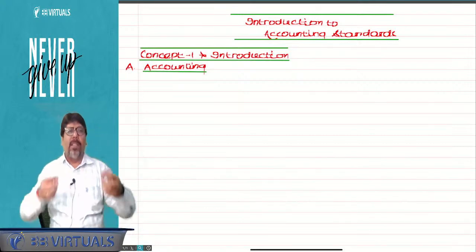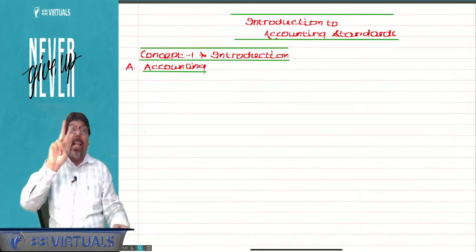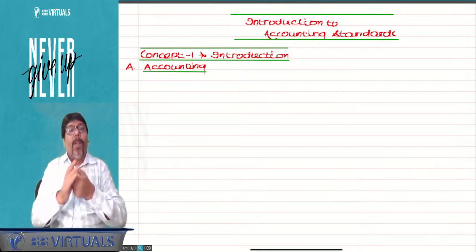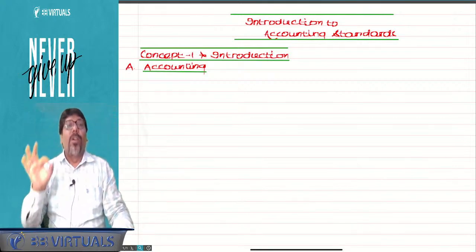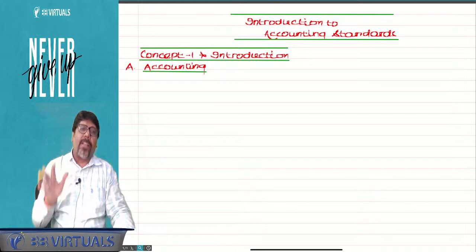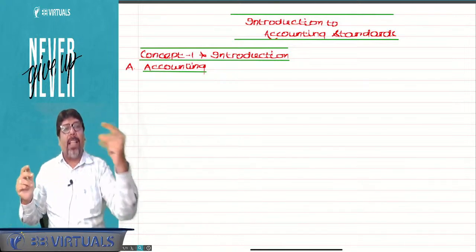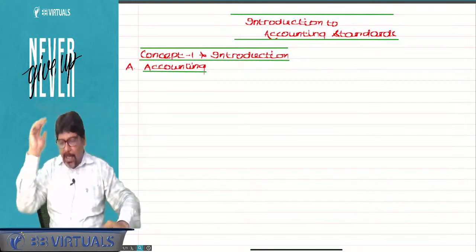Two things. One is how much did you earn? And second is what is your financial status at the end of the year? Yes or no? First is what? To find out profit. How much did you earn? And second is what is your financial status at the end of the year? Yes, sir? No, sir? Yes, sir.